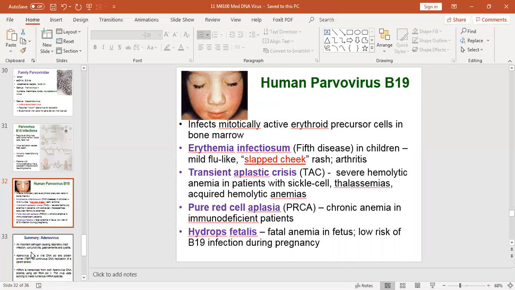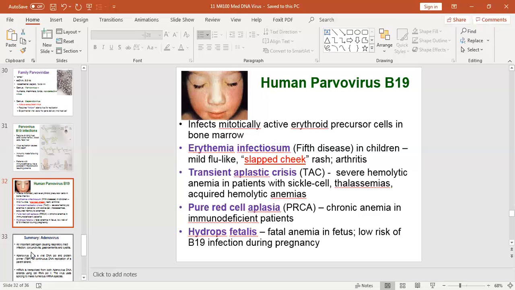Human parvovirus B19, as I just mentioned in the previous slide, infects mitotically active erythroid precursor cells in bone marrow. Okay, let's see what we're talking about. Erythroid precursor cells are the precursors, the grandparents and parents, of red blood cells or erythrocytes. These cells are highly active. They undergo mitosis a lot, and they can be found in the bone marrow in the red compartment, or the red marrow. Yellow marrow is fat. Red marrow is the site of blood cell formation, or hematopoiesis.